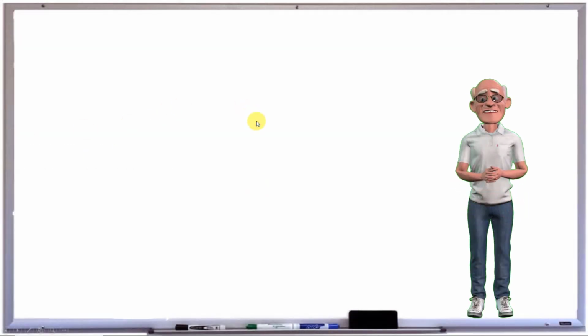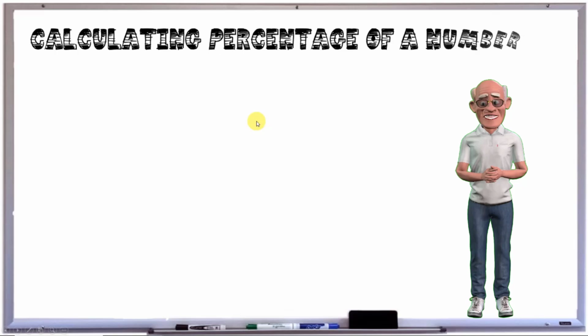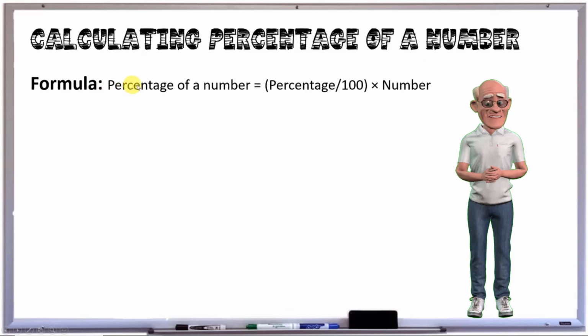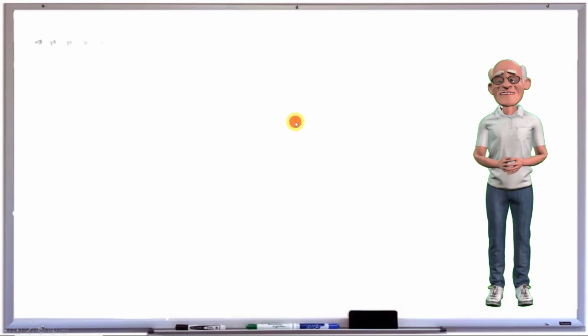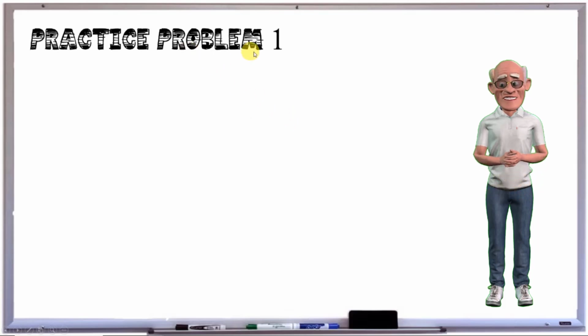Great. Next station is calculating the percentage of a number. Let's have a look. The formula to do that is percentage of a number equals the percentage that you want divided by 100 multiplied by the number. Wow. Let's look at it. The example, what is 23% of 50? So if we take our formula, it's 23 divided by 100 times 50, and that should give us 11.5.